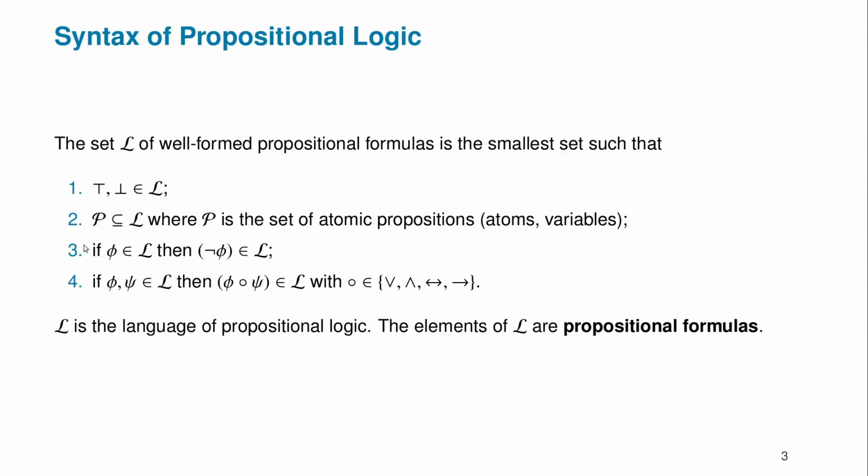And now, if we have a formula in our language, then also the negation of the formula is in the language. So we can take any formula and simply put a negation symbol in front of it. And if we have two formulas in our language, then we can combine them with one of these connectives we have here. We have the disjunction, the conjunction, the equivalence symbol and the implication. And if we connect two formulas, we build a new formula, which is again in the language of propositional logic. And we call the elements of this language of propositional logic propositional formulas.